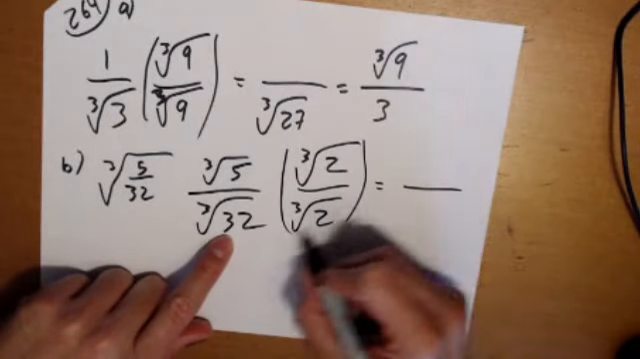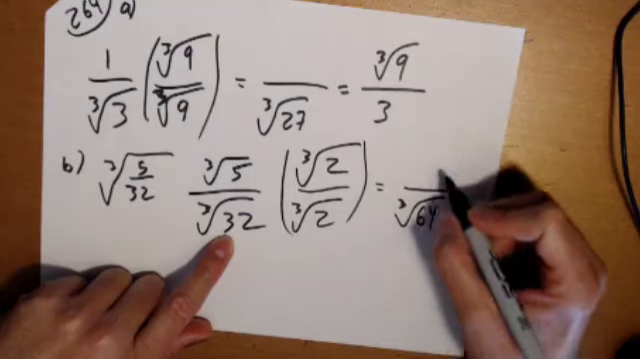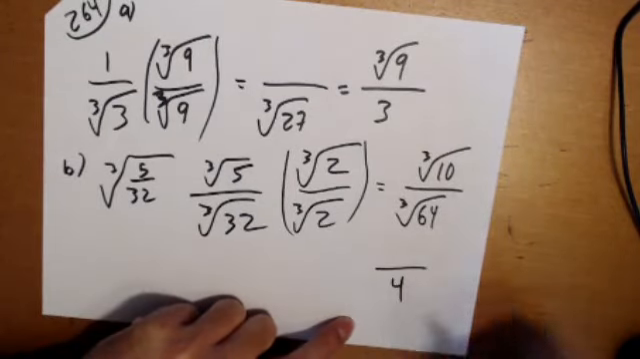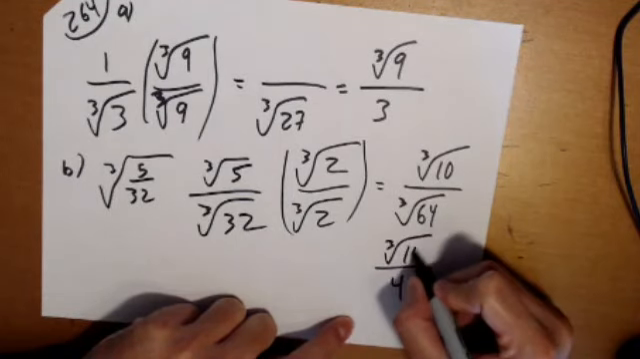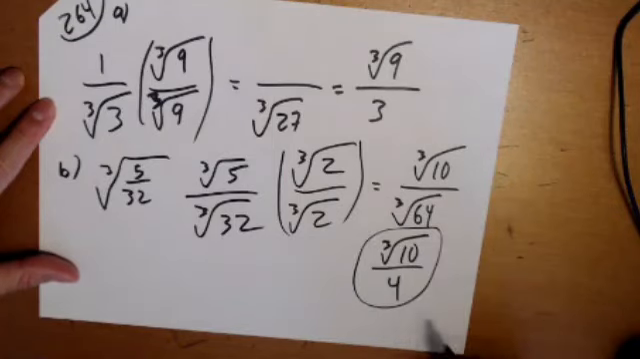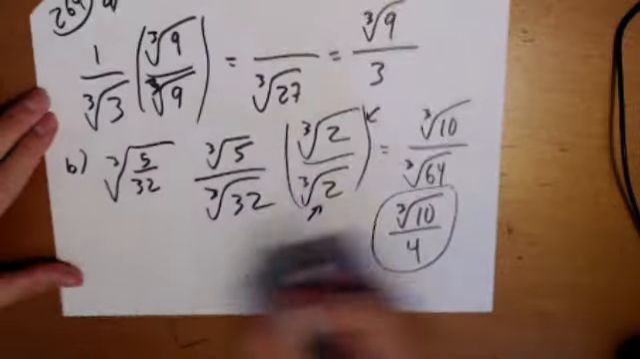Because look what happens to the bottom. It becomes a cube root of 64. And what is the cube root of 64? 4. Because 4 times 4 times 4 is 64. So again, figuring out what to multiply by is tricky.